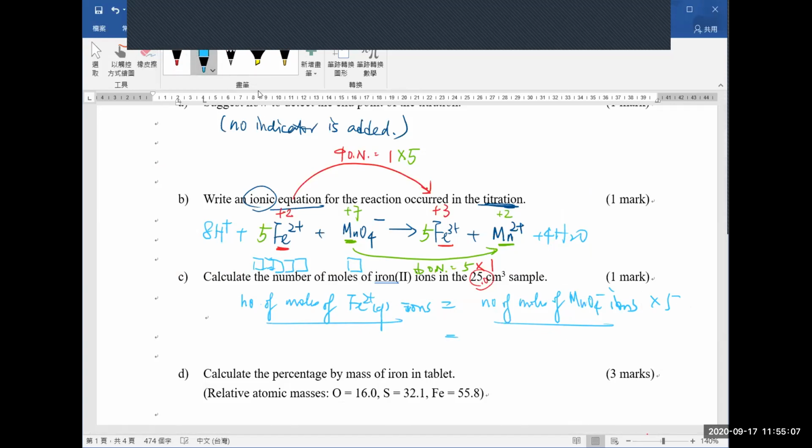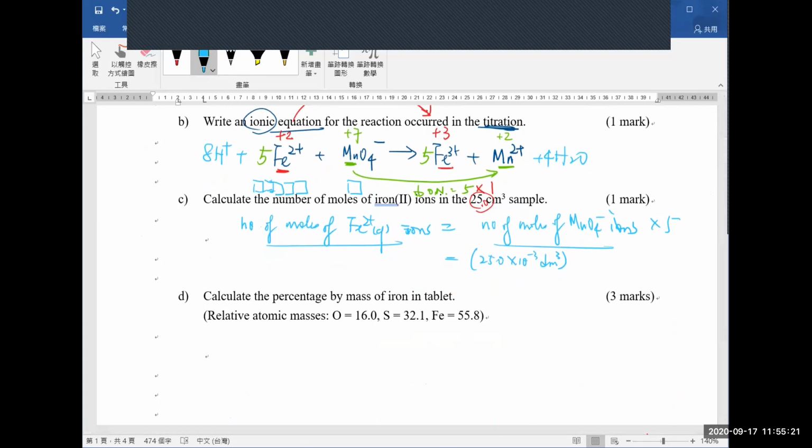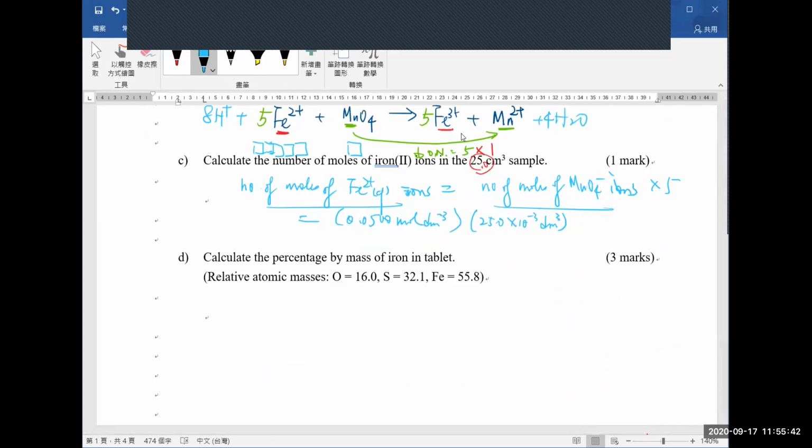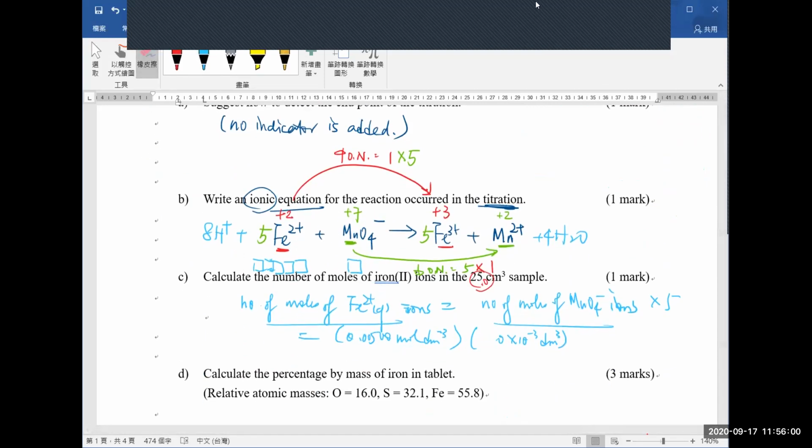So what you are going to add is to have 25.0 times 10 to the power minus 3 dm cube volume. The molarity, check, 0.0500. Okay, so you are going to multiply by 0.0500 mole per dm cube. Let me double check. 0.05 times permanganate. Is it 25.0? Double check. It is 11.00. So it is 11.00 times 10 to the power minus 3. So what will you get?